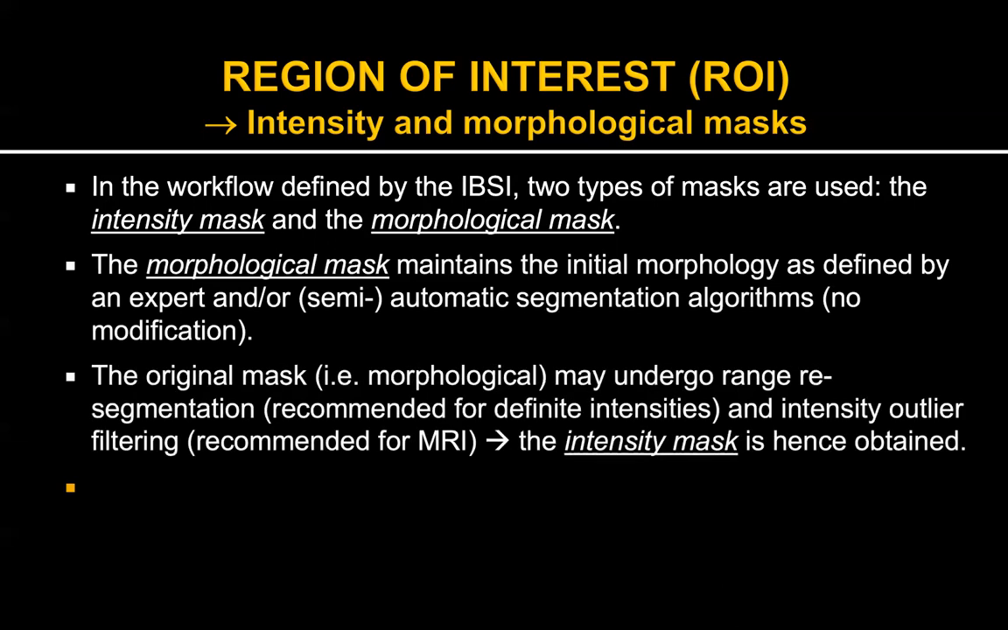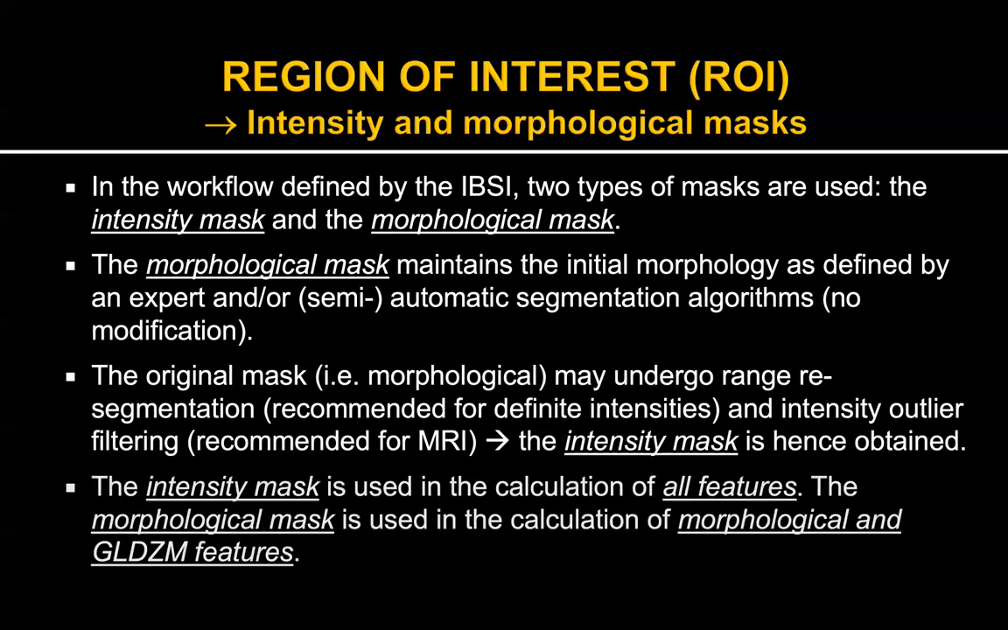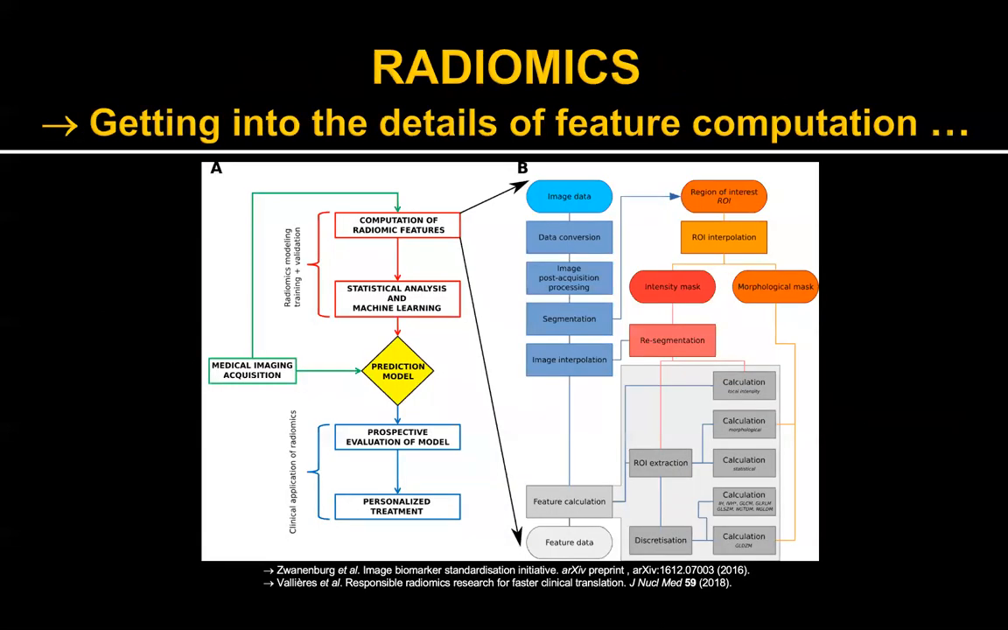There's also, after range resegmentation, the modification of the morphological mask, which we define as the intensity mask, the one that has been applied after range resegmentation. And this intensity mask is used in the computation of all features. But as you can imagine, the morphological mask will be used in the calculation, for example, of morphological features. So it's important to keep these two masks in memory when doing calculations.